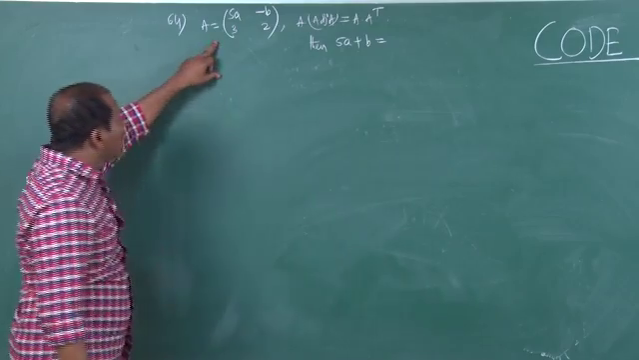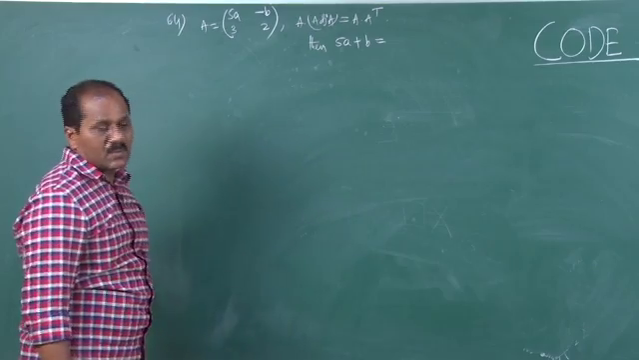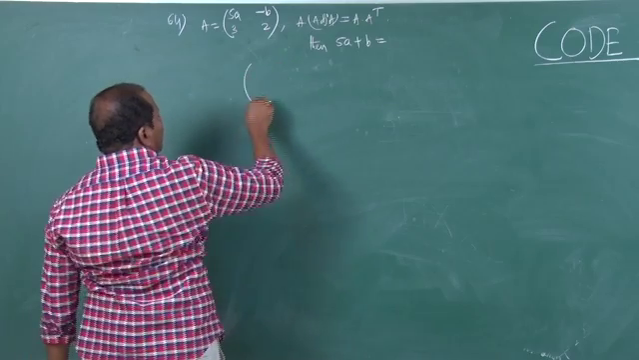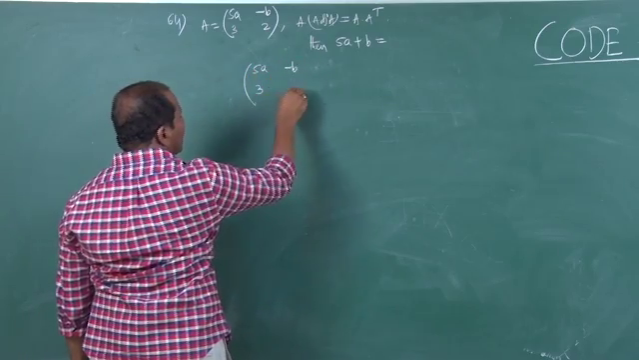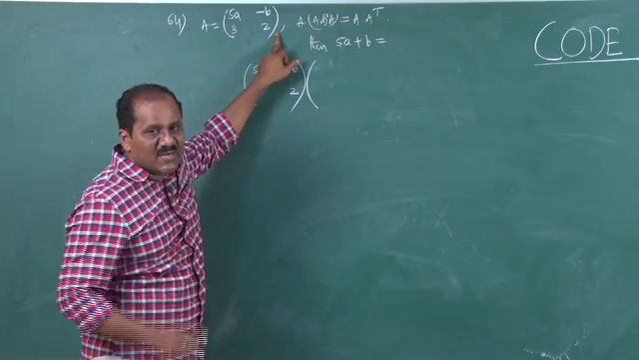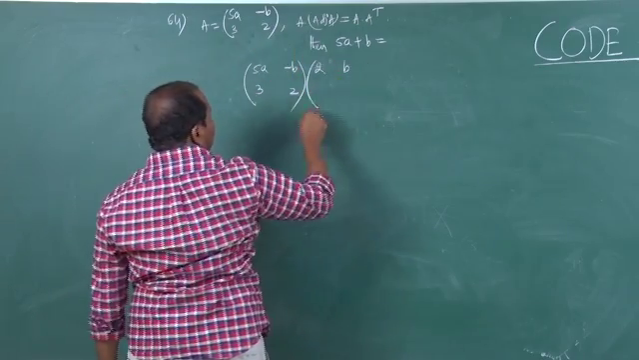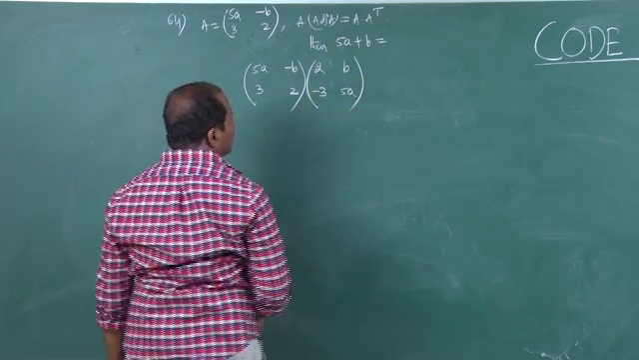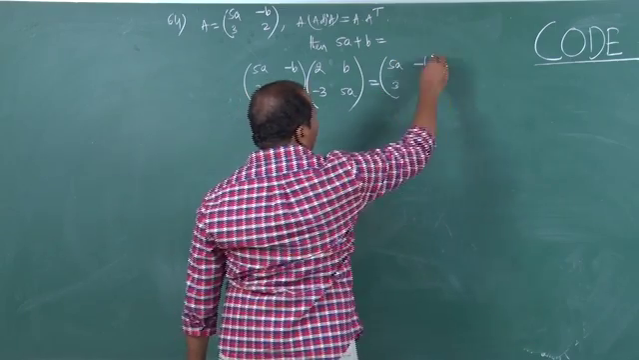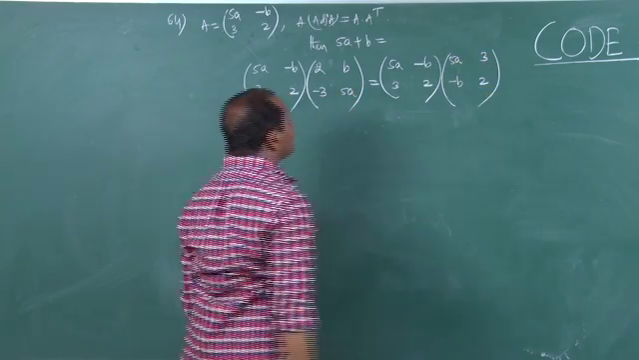Next question: A equal to [5a, -b; 3, 2] and A adjoint A equal to A A transpose. Now the given matrix is this, and we put this matrix in the given condition: A adjoint A is [5a, -b; 3, 2] into adjoint A. We know that when the matrix is [a, b; c, d], the adjoint is [d, -b; -c, a]. So this is adjoint A, equal to A into A transpose. A transpose is [5a, 3; -b, 2].